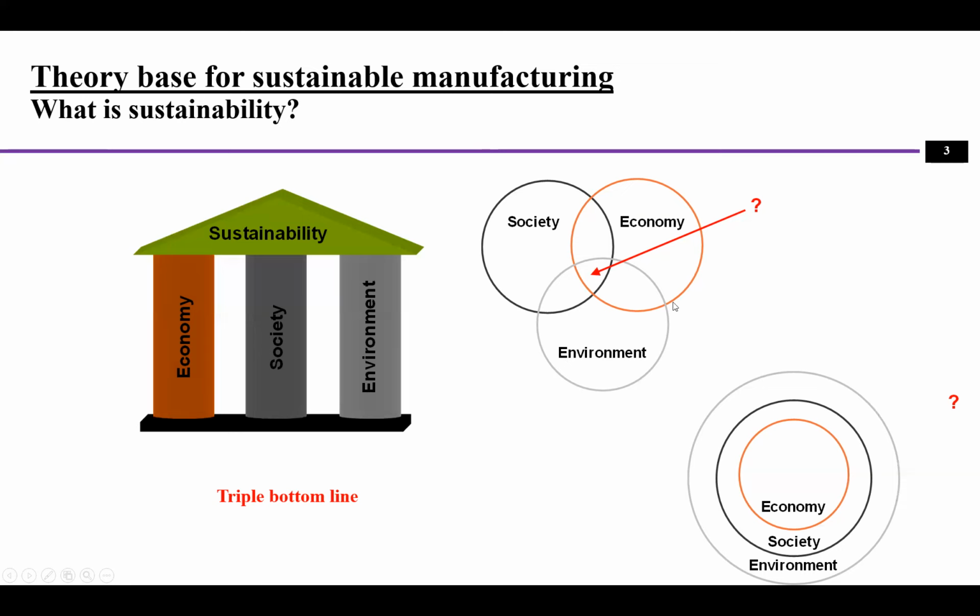Well, another way to look at it is this in the middle. This is our economic activities, but these economic activities are within the society, and all these societal activities are also within the environment, the ecological system, right? So these are different ways to look at these three aspects of sustainability, and they all function in order to achieve a more environmentally friendly, lower cost, and socially responsible outcome.